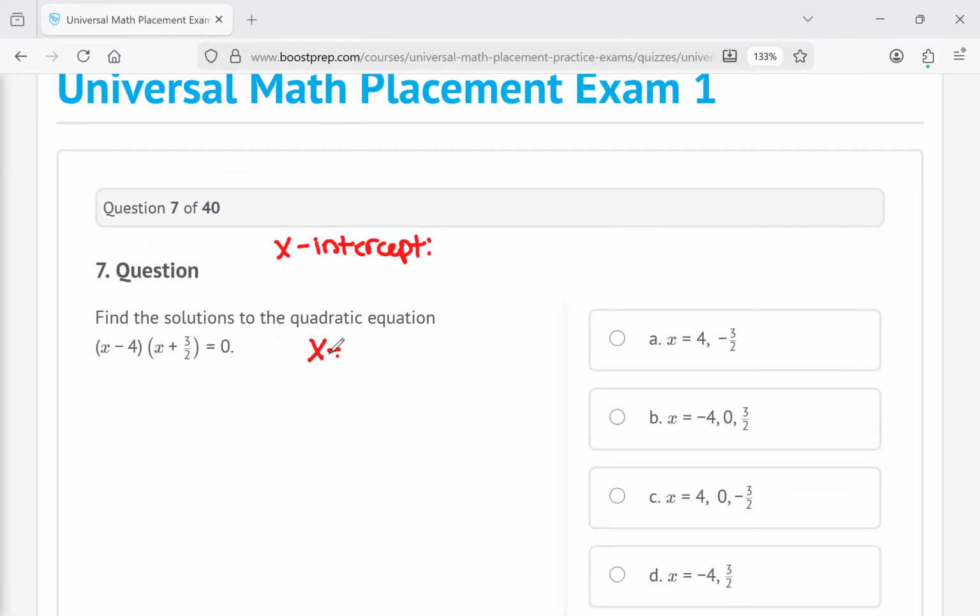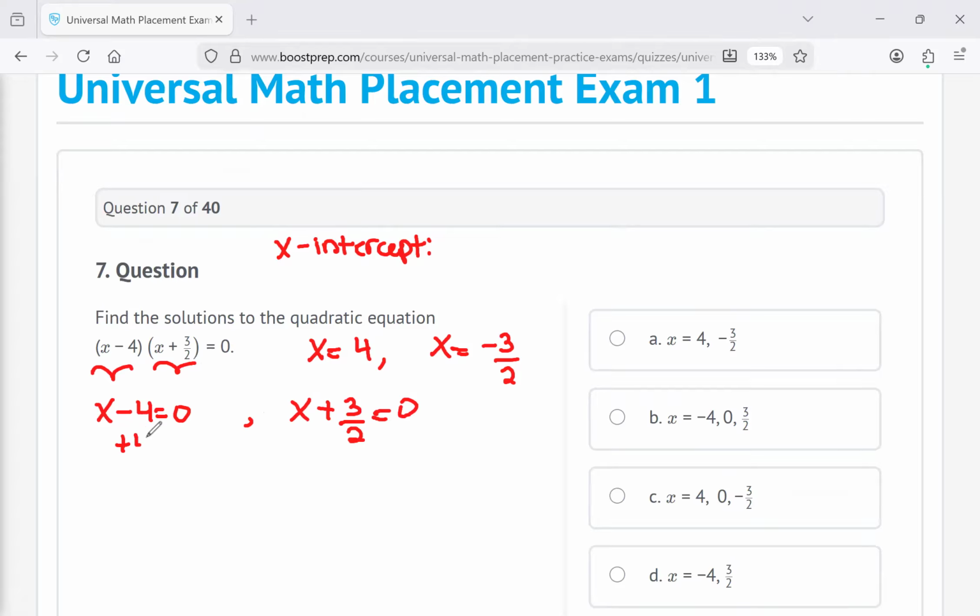Now, off the top of my head, I can see that my x is gonna be 4 and x equals -3/2. How did I do that? Like, how did I know x is 4 and x equals -3/2? What I did was I kind of visually set each parentheses to 0, right? There's two parentheses. Set that to 0 and solve for x.